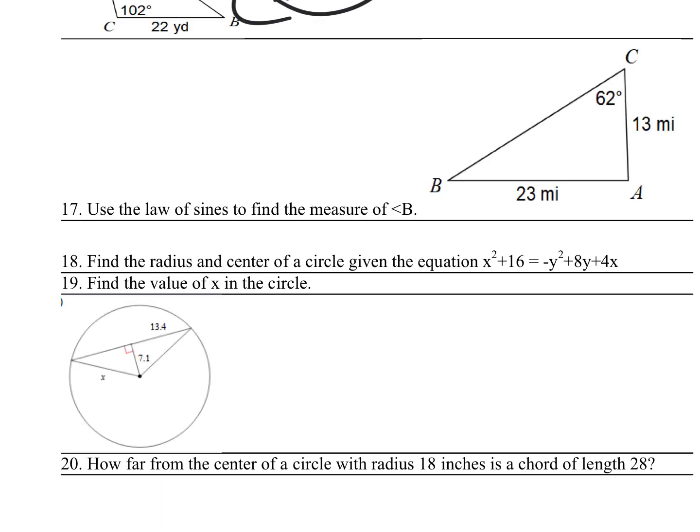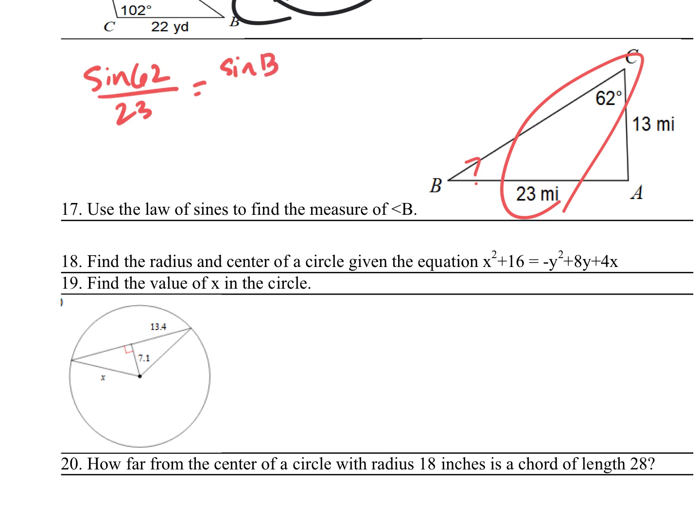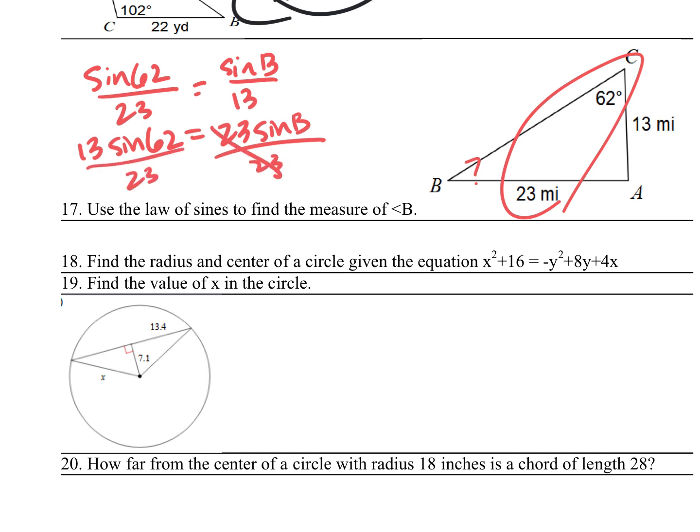All right, now I'm using law of sines to find the measure of angle B. So here's my pair. So the sine of 62 over 23 is equal to the sine of B over 13. So I cross multiply. 13 sine of 62 equals 23 sine of B. Divide by 23. Those cancel out. And then I'm going to have to take the inverse sine of all that in my calculator.